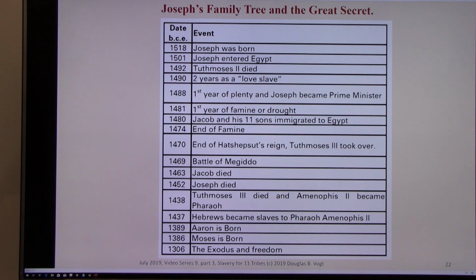Back to my timetable here. Again, this all then makes sense, everything that I've told you here. Battle of Megiddo, Jacob dies, 63. Joseph died, 52. Tutmosis III dies, his son takes over. And within a year, 2 years by, certainly 1436, they become slaves to Amenhotep II, Joseph's grandson. Isn't that lovely?